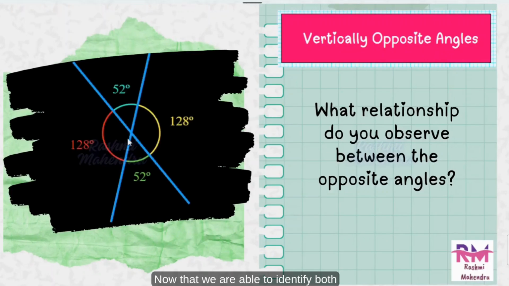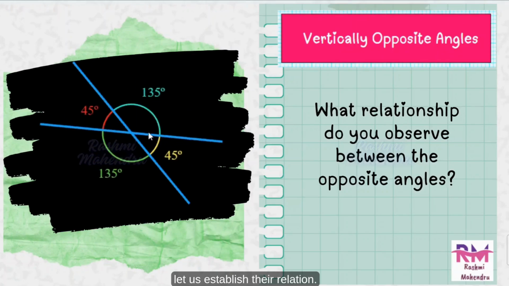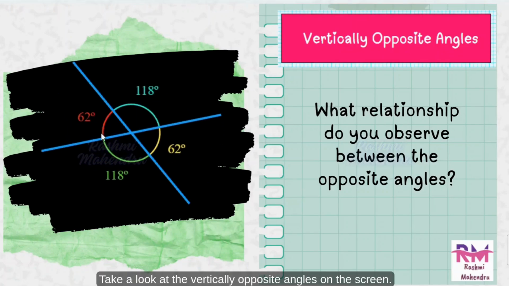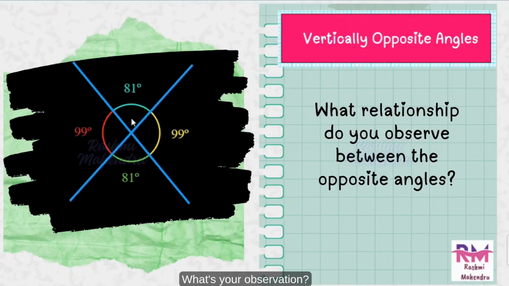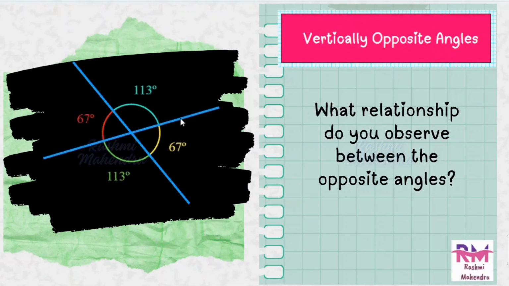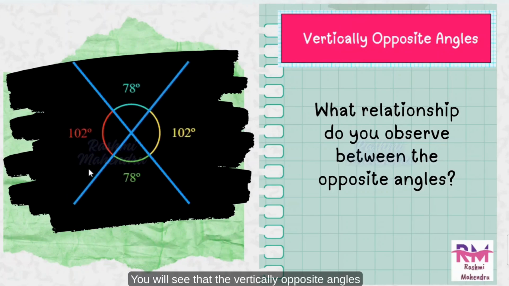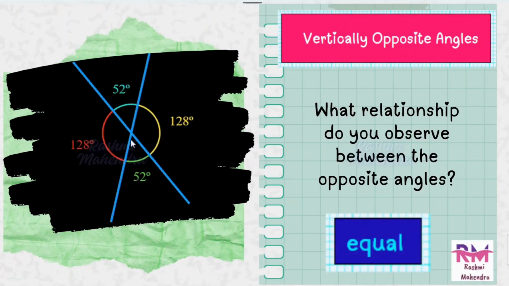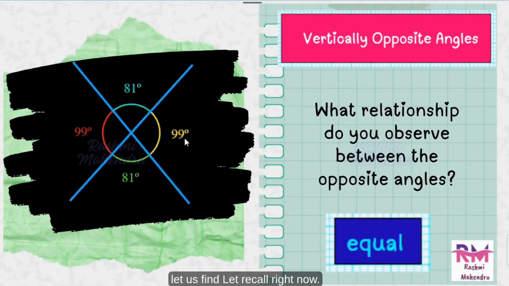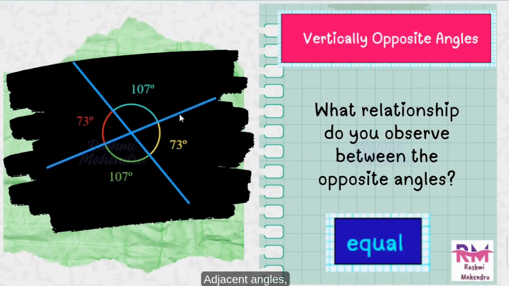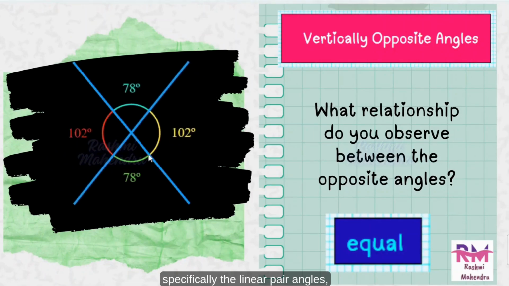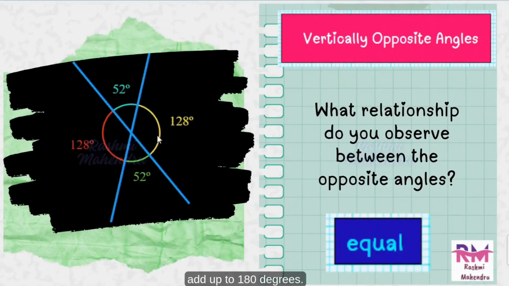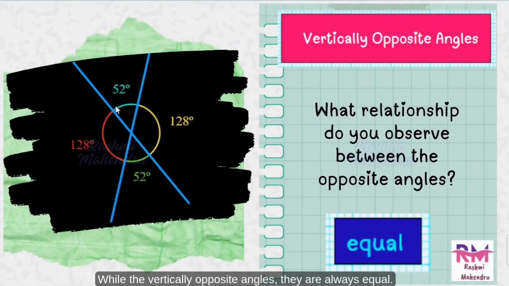Now that we are able to identify both pairs of vertical angles, let us establish their relation. Take a look at the vertically opposite angles on the screen. What's your observation? Try to spot a pattern. You will see that the vertically opposite angles are always equal. So, let us quickly recall right now. Adjacent angles, specifically the linear pair angles, add up to 180 degrees, while the vertically opposite angles, they are always equal.